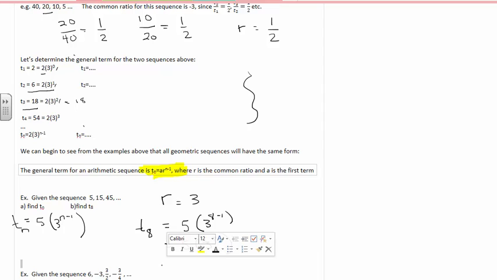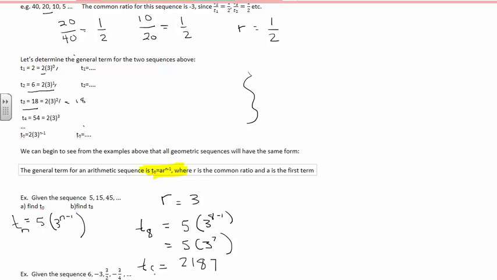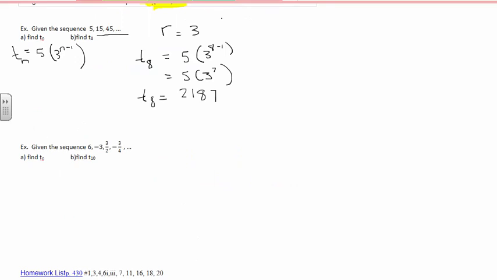which is equal to 2,187. So just keep in mind what that means. This is saying that term 8, the 8th term in this sequence, if we kept writing these out here, the 8th term would be equal to 2,187. All right, let's look at our last example here for today.